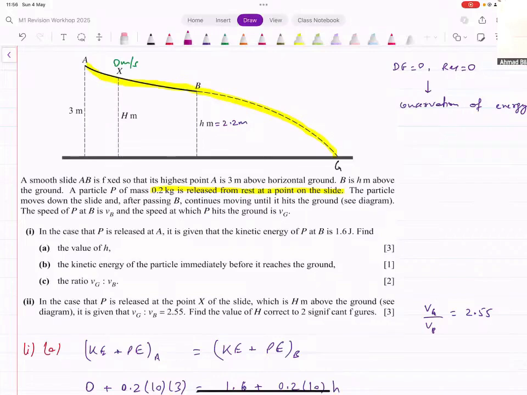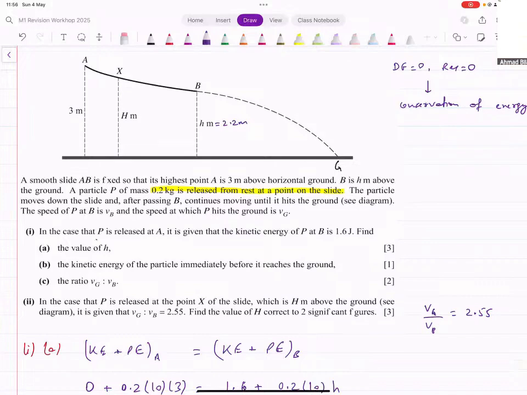Work done by driving force equals change in kinetic energy plus change in potential energy plus work done against resistance. In general, you would use that. But when it's a smooth surface and there are no forces acting externally, no driving force, no resistance, you can also use conservation of energy. And that's the case in this case. There's no driving force, there's no resistance. So you can use conservation of energy here.